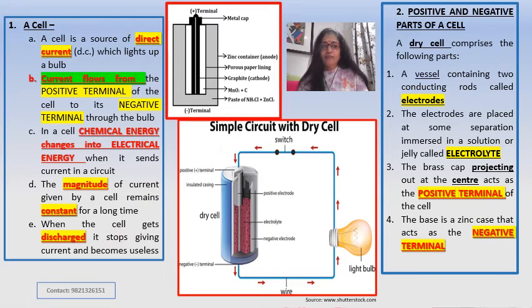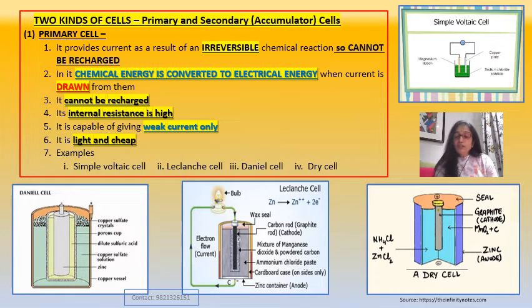Alright? So the next thing you need to know, you've understood what a cell is, what its contents are, what it is composed of, what its properties are. Now, there are two kinds of cells, primary cells and secondary cells. Secondary cells are also called accumulator cells. Okay, I have put the pictures of all the four primary cells here.